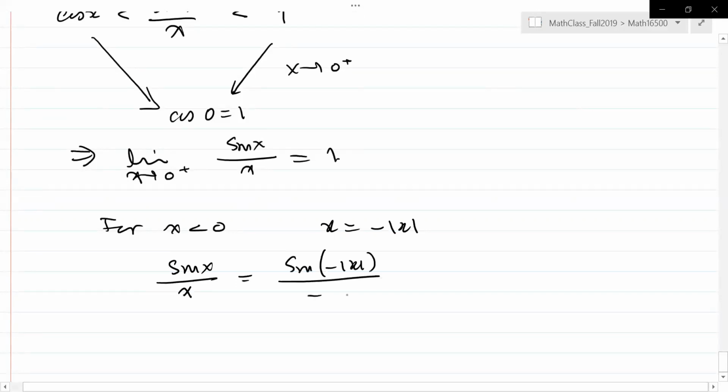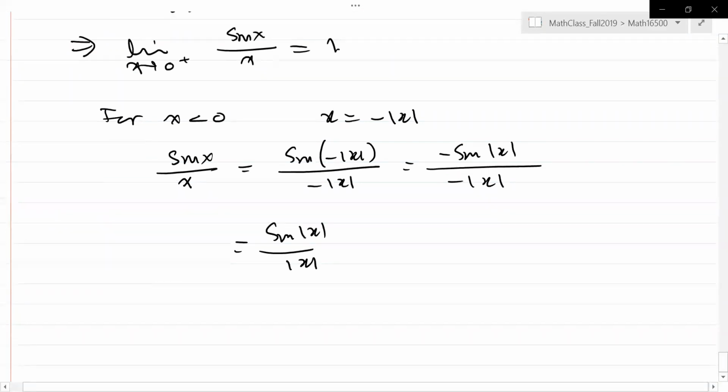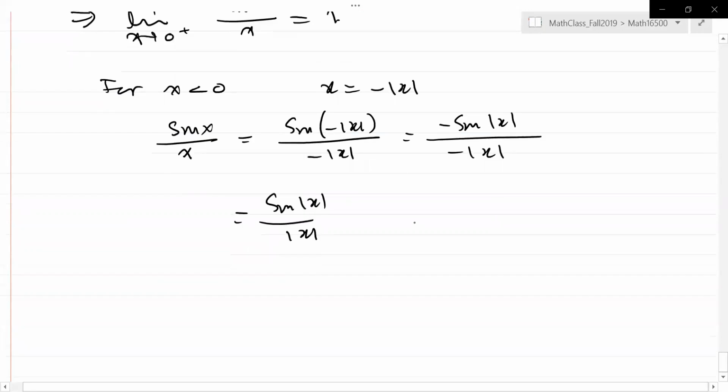Now for x less than 0, you can express x as negative absolute value of x. So sine x over x can be written as sine of negative absolute x over negative absolute x. You can take a negative sign out and the negative signs cancel. So you can change sine x over x to sine absolute x over absolute x. Absolute x is positive, so we already proved that this approaches 1 as absolute x approaches 0.